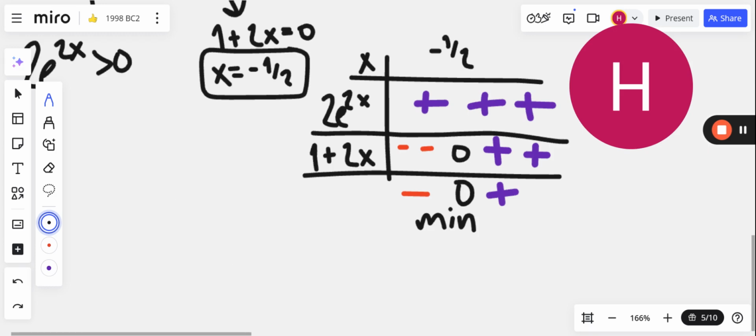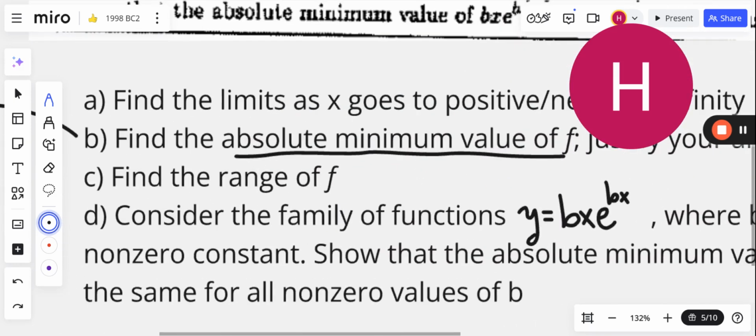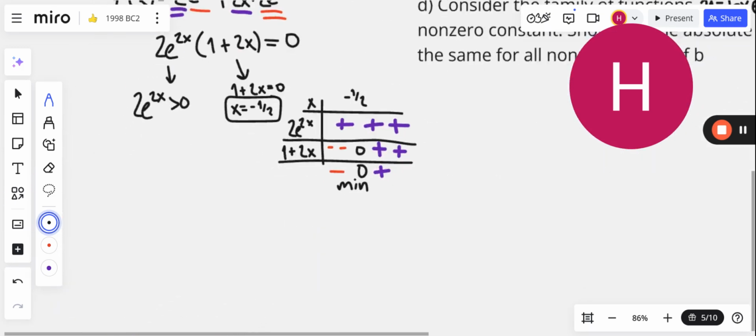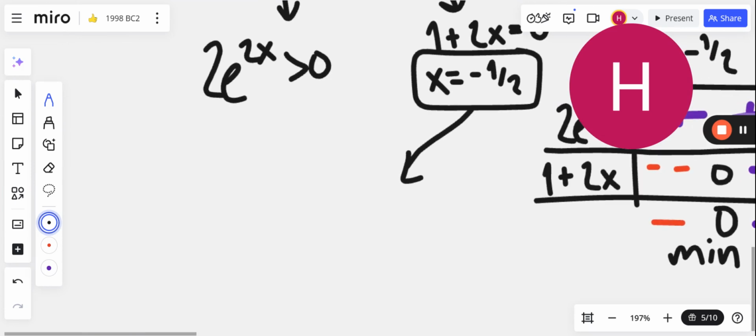So let's find what the minimum value is. Yeah, they're asking us what is the absolute minimum value. Not where does it happen, but what is it? So we're going to need to plug this into the original function and see what the minimum value is.